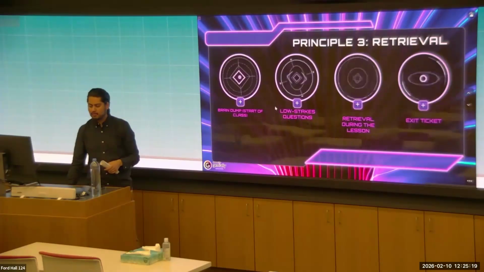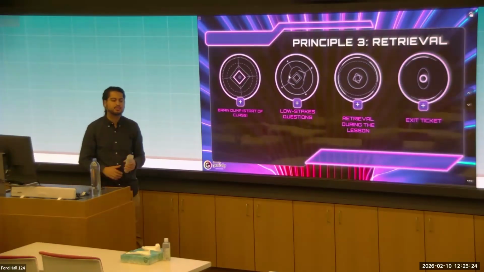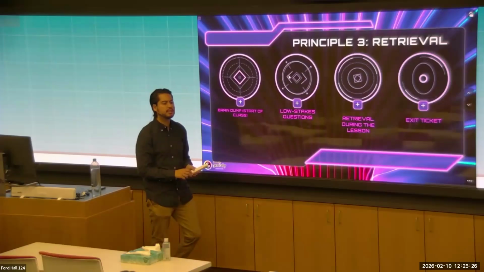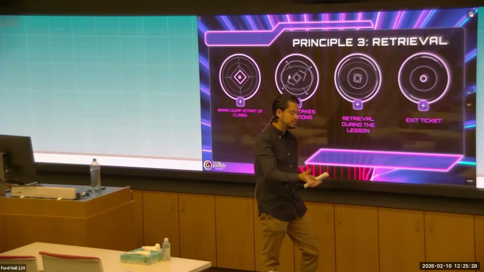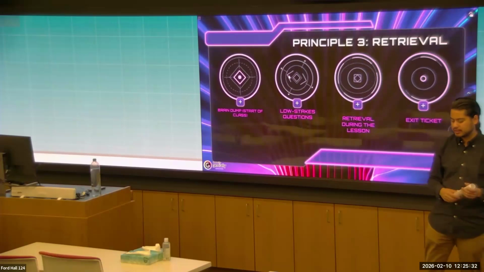Now, for the last principle that I have, I think this is one of the most complex, right? Basically, we're trying to get into the last part of the learning experience in the classroom.